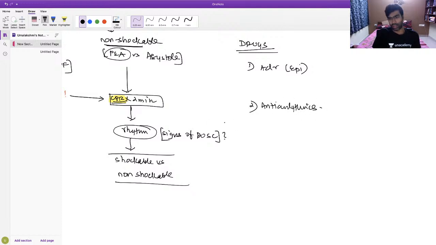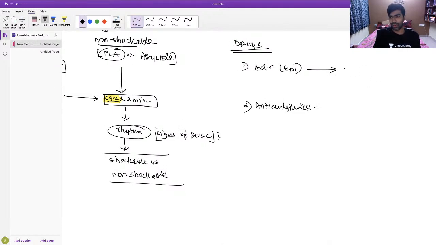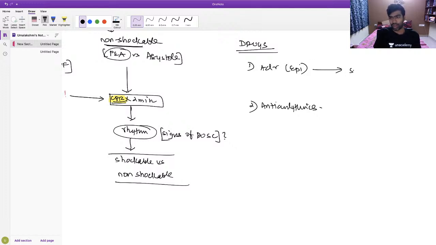Antiarrhythmic drugs that you can use. And as far as adrenaline is concerned, they re-emphasize the use of adrenaline. Even if you see my previous CPR guidelines, even if you see my previous ACLS protocol video, I would have clearly mentioned adrenaline is very important for non-shockable rhythms compared to that of shockable rhythms.